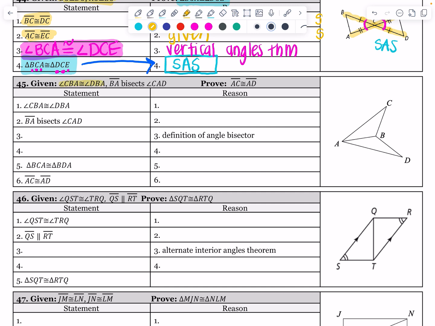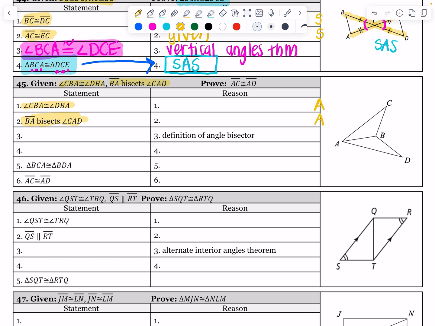Here's my given stuff. CBA is congruent to DBA. That's an angle. So I'm going to go ahead and write that on there. So I already have an angle. So I know it's probably not going to be side, side, side. Then we have BA bisects this angle. So I know that's probably going to be another set of angles. And that's all that is given so far. So let's go make sure that that's marked in the picture.